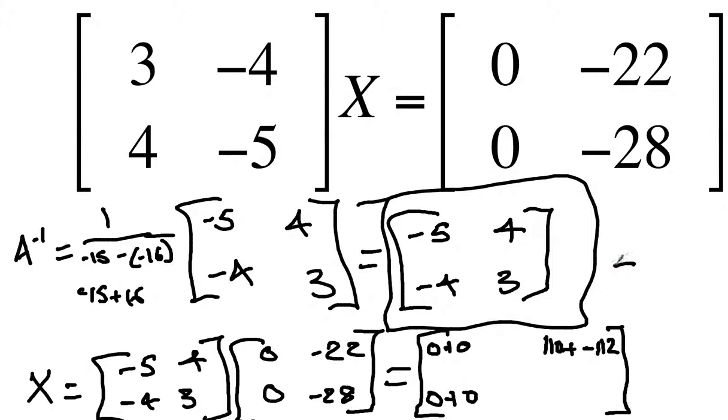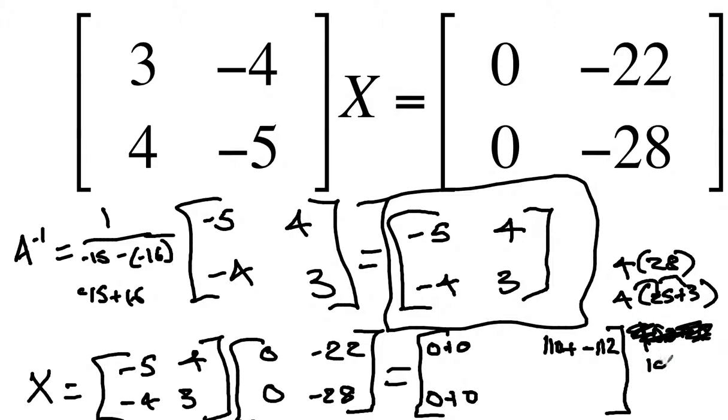I just did this. Instead of 4 times 28, I did 4 times 25 plus 3, which is still 28, which is 4 times 25, and 4 times 3, which is 100 plus 12. It's 100 plus 12. So that's how you do that in your head.